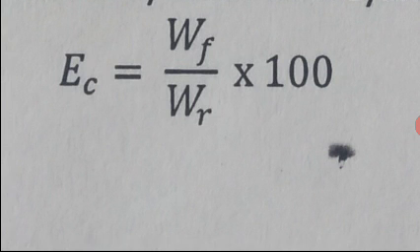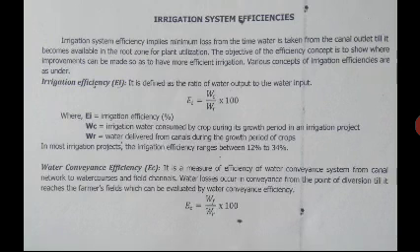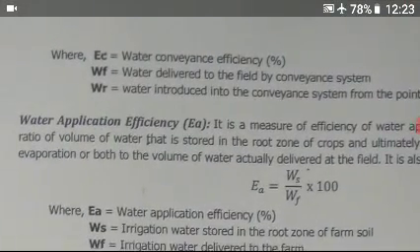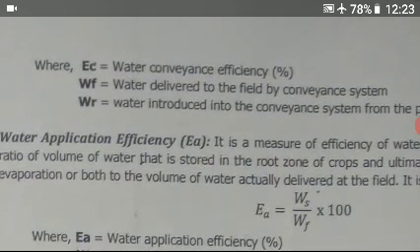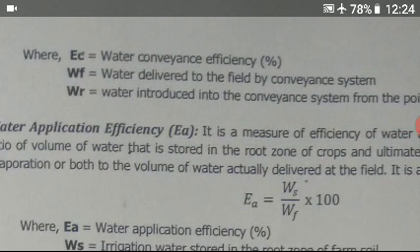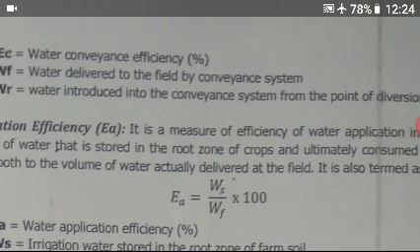Where EC is equal to water conveyance efficiency in percent. WF is water delivered to the field by conveyance system. WR is equal to water introduced into the conveyance system from the point of diversion.